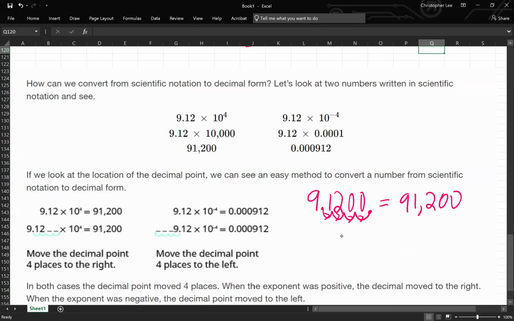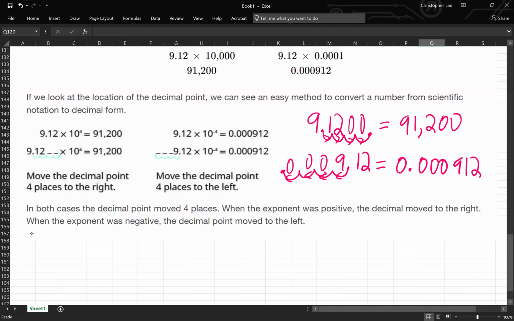The same thing with the other one, right? I have 9.12 times 10 to the negative 4. So I'm just going to move this over four spaces. 1, 2, 3, and 4, right? So that's four spaces to the left. 0, 0, 0. So this is what? 0.000912. That's it, right? So in both cases, the decimal point moved four places. When the exponent was positive, the decimal point moved to the right. When the exponent was negative, the decimal point moved to the left, right? That's the secret sauce right there.